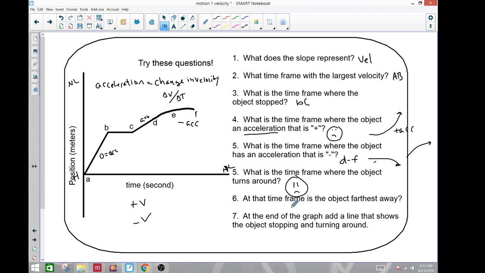And what time frame is the object farthest away? Well, it looks like maybe F. I'm assuming this is relatively flat or hasn't turned back yet. So let's just say F.